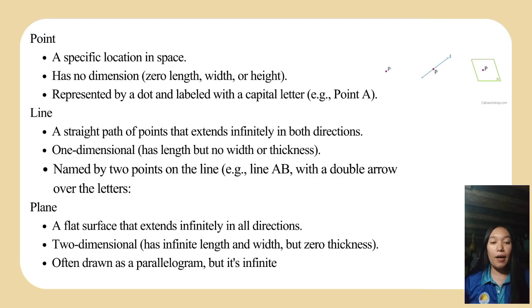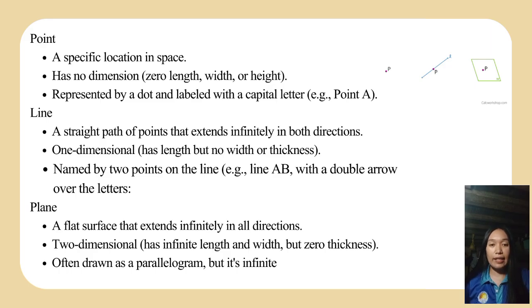So first, a point. So a point is an exact location or position in space and has no dimension, meaning it has no length, width, or height. So it is commonly represented by a small dot and labeled using a capital letter such as point A. So points are considered the most basic elements in geometry because they help identify positions, mark endpoints of segments, define shapes, and serve as references when describing geometric figures and relationships.